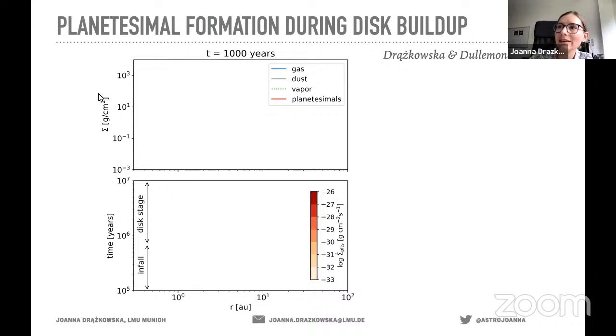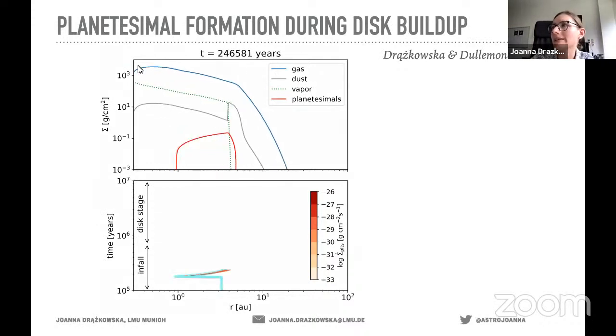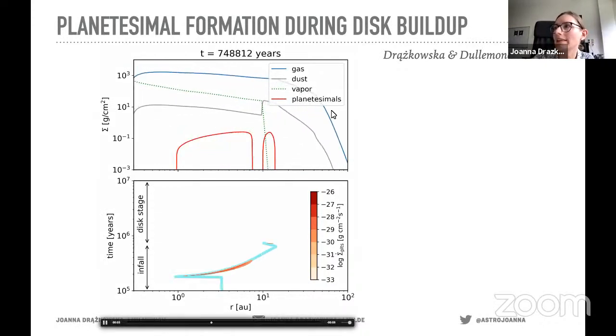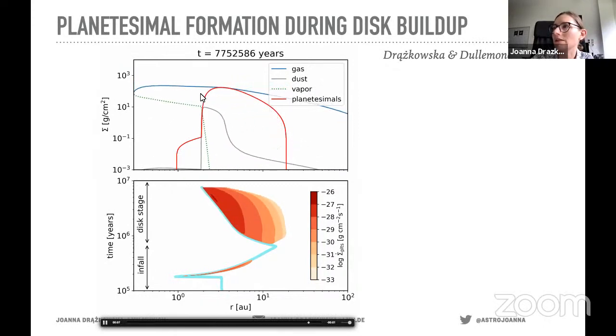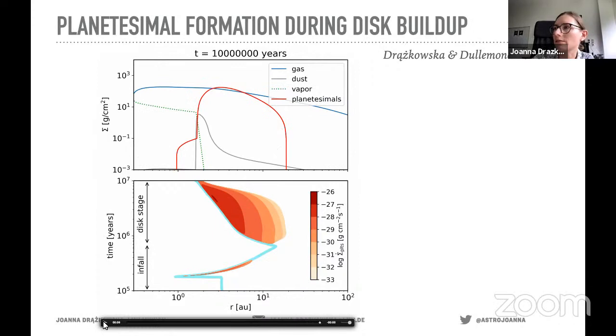We will be looking at, again, just the surface density distribution with the radial distance. And on the bottom panel, we will be recording the history of planetesimal formation in our model. So now if we play it, we are building our disk from inside out, and then we let our disk evolve. And in red, we have this planetesimal population that is forming.